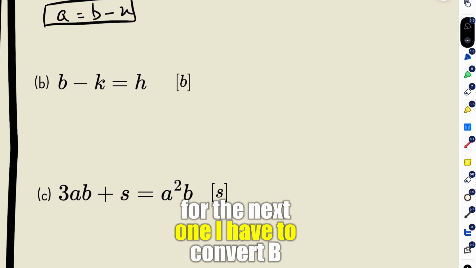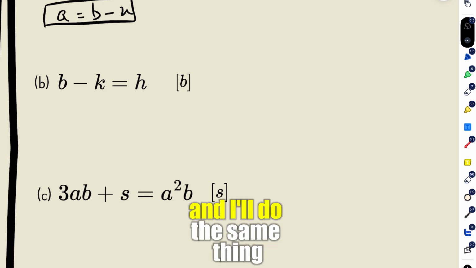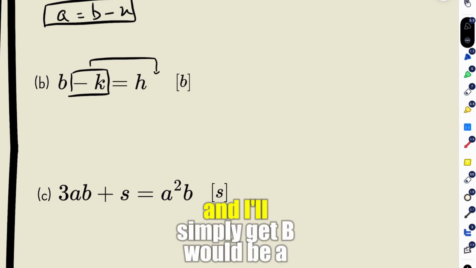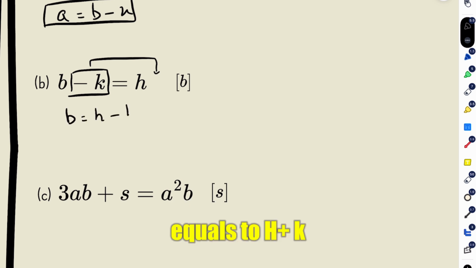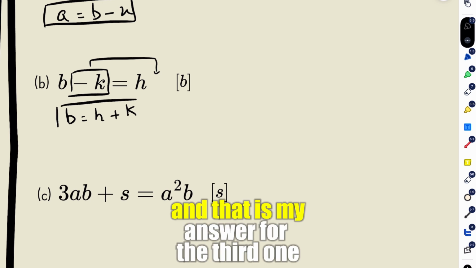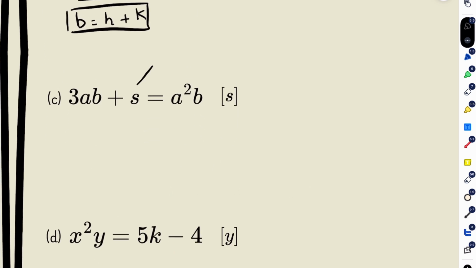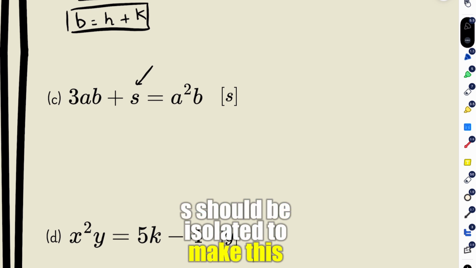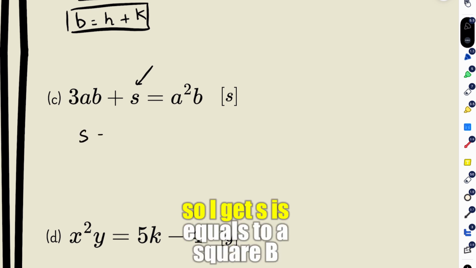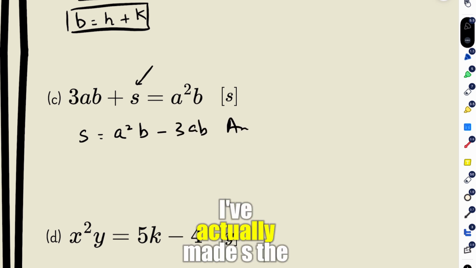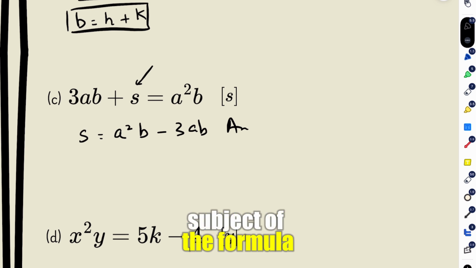For the next one, I have to convert B into the subject, and I'll do the same thing. I'll take the minus K over to the other side, and I'll simply get B is equal to H plus K. And there is my answer. For the third one, it's a really simple business. S should be isolated to make this the subject. So I get S is equal to A squared B subtract 3AB. And I've actually made S the subject of the formula.